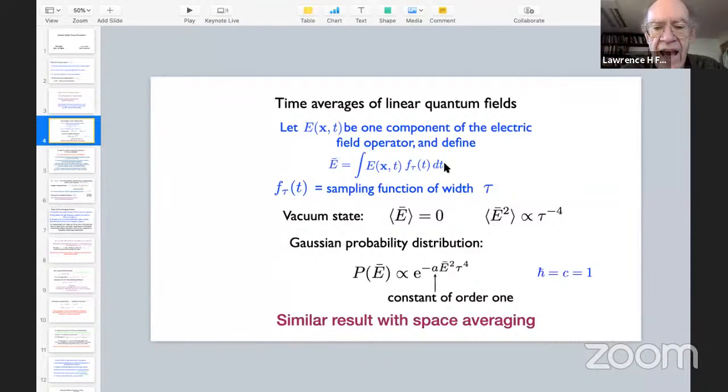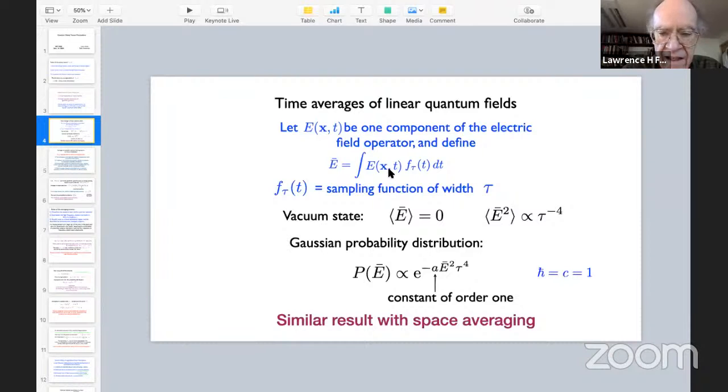So we imagine we take an average, and this, of course, is what a measurement does anyway. Any true measurement is going to involve an average over a space or a time region. So let's imagine that we have some sampling time, which describes our measuring apparatus, and suppose it has a characteristic width tau. So we average the electric field operator over this. In this case, I'm doing just averaging in time. So I just pick a point in space and average in time.